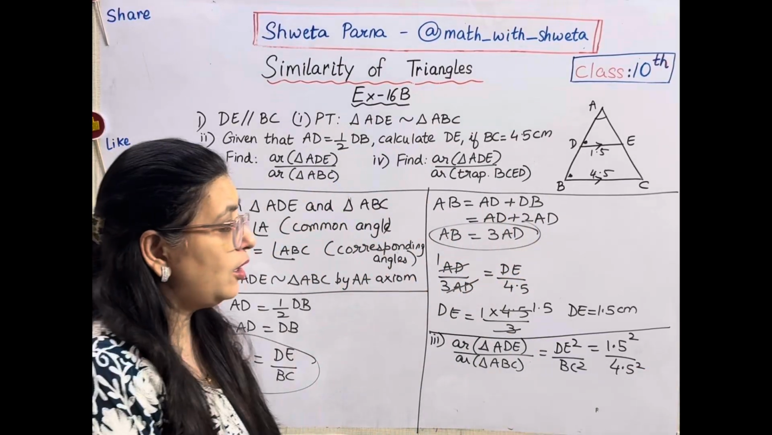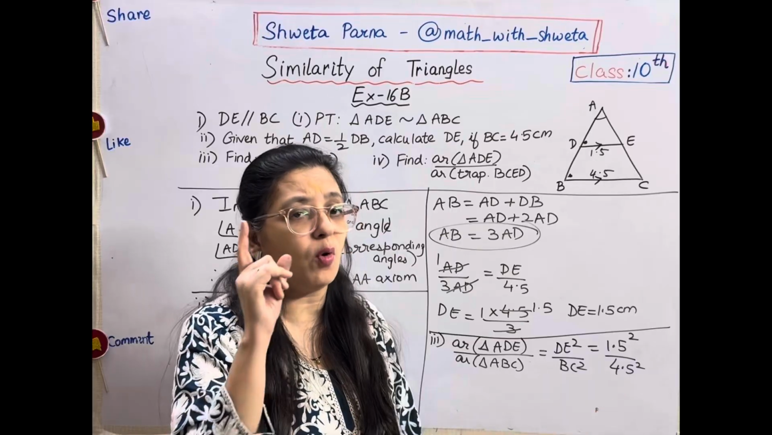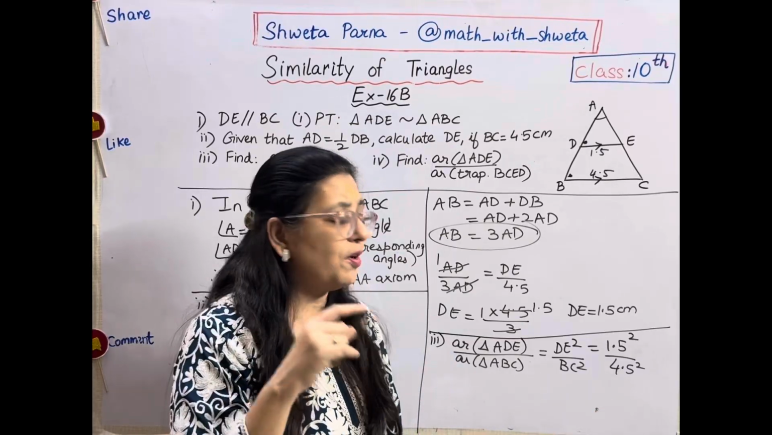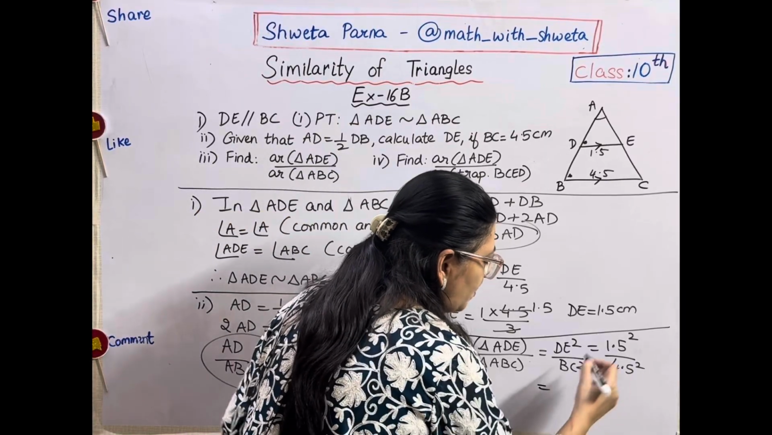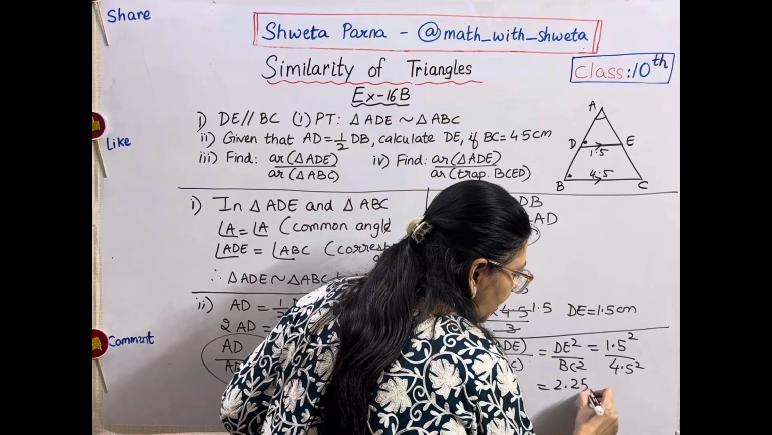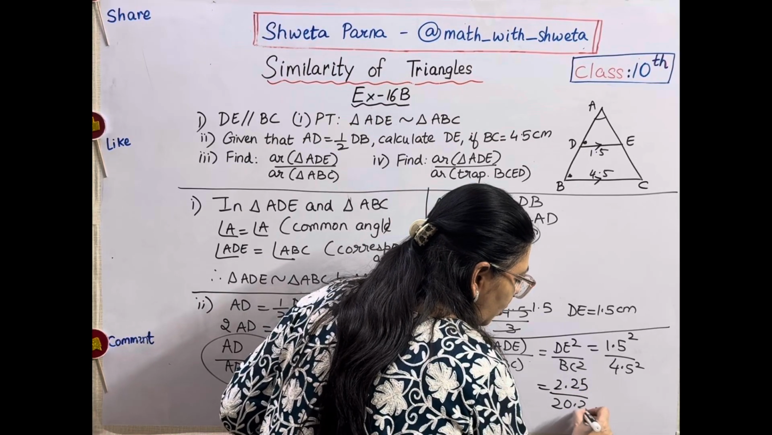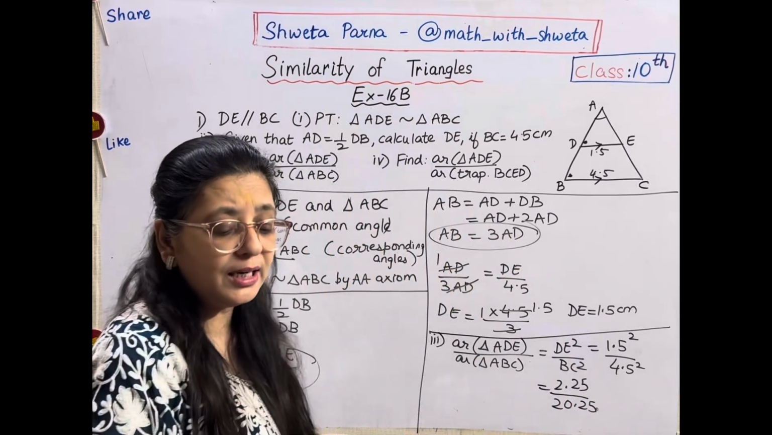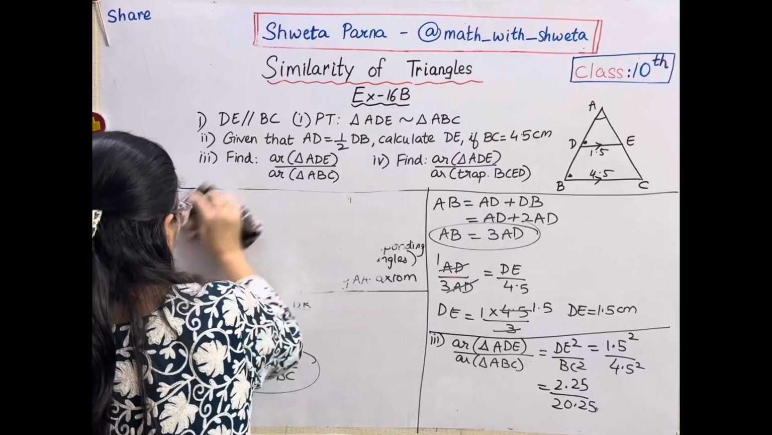Now children, whenever you have to find the square of a number ending with 5, I have already posted a short where you will find an easier way to solve this. So 1.5 the whole square will be 2.25 upon 4.5 the whole square, which would be 20.25. But you can't leave the answer in decimal, you will have to reduce it. Come on, let's do it here.